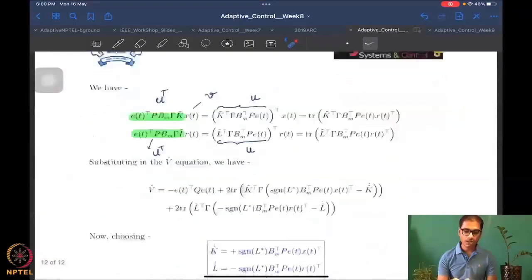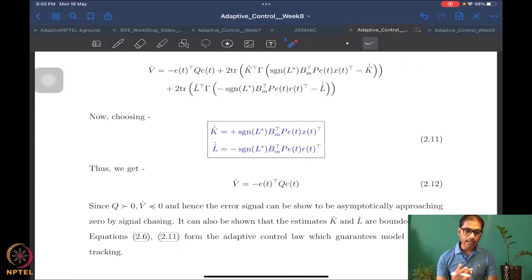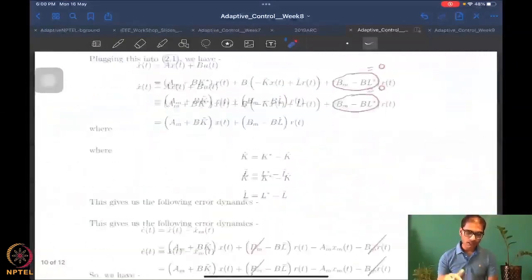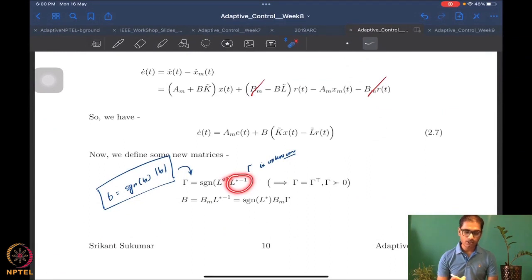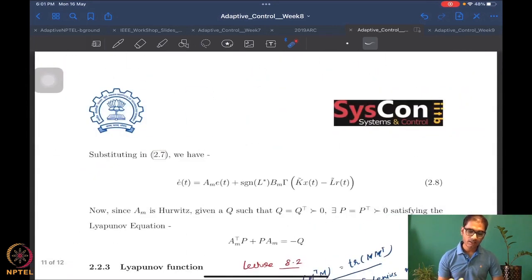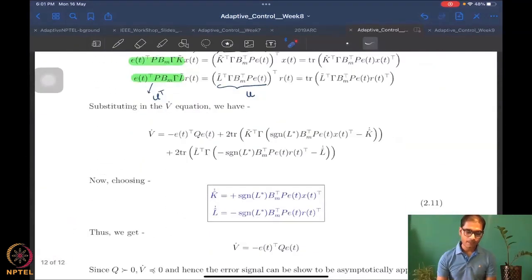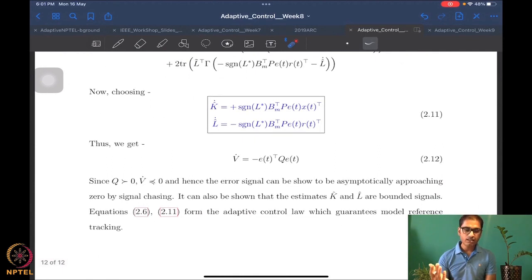If none of these terms can go unbounded, they're essentially norms, which means E, K tilde, L tilde cannot go unbounded. Notice that we've used gamma in the Lyapunov analysis, but gamma doesn't appear anywhere in the update law. It cannot, because gamma is unknown. Although we constructed this gamma using L star inverse, this is unknown. Therefore, gamma cannot appear anywhere in the update law. This is similar to the absolute value of B that we introduced in the Lyapunov function for the scalar case.